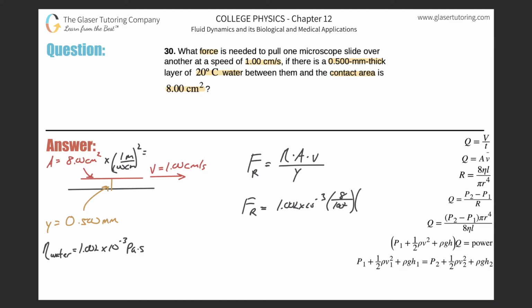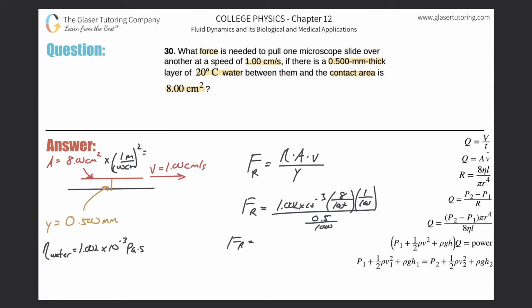The velocity was in centimeters per second. Again, we've got to convert this into meters. So just take this and divide it by 100. So we have 1 over 100 here. Then divide it now by the thickness. Oh, look, it's in millimeters. Wonderful. We've got to convert that. Divide this by 1,000. So it's going to be 0.5 over 1,000 now. And we could just plug it all in.